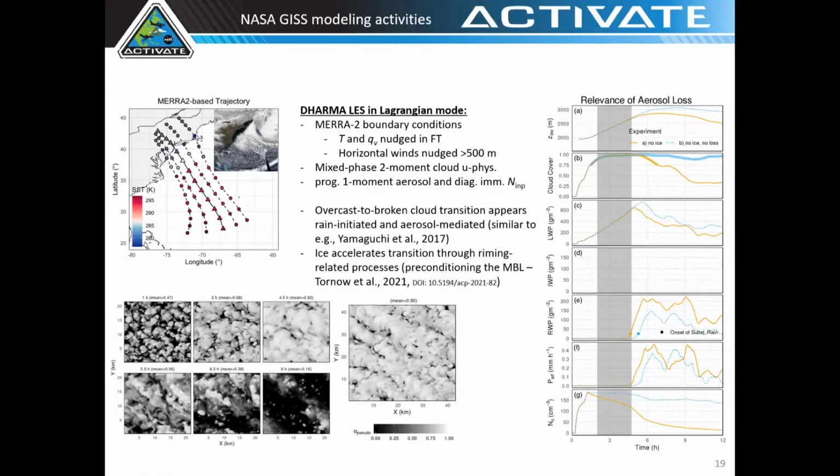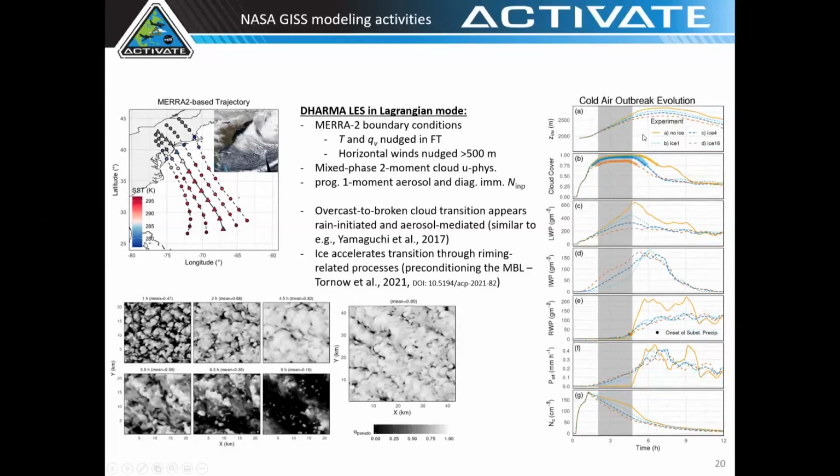So what they've learned from their simulations is that, let me just go to the next slide so you can see a bunch of different curves on the far right, but it's pretty complicated. The punchline here is that the initiation of rain is very important for this transition to occur, and any simulation they ran without any aerosol loss did not lead to this sustained cloud breakup.